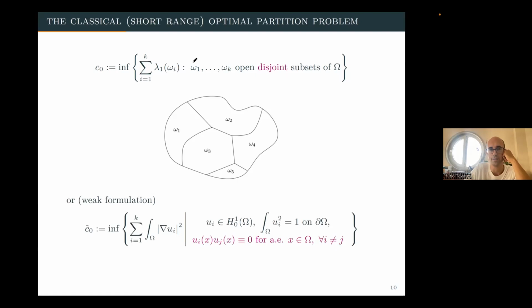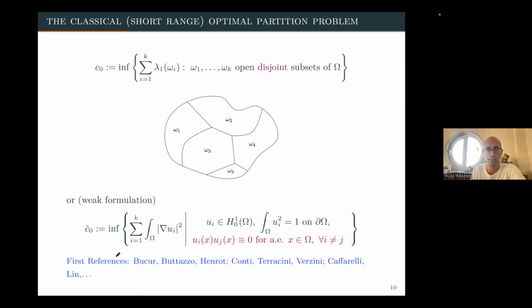Okay, this is the weak formulation, where instead of sets, I deal with functions. So I normalize them in L2, so this is quite natural to become this. And the fact that they are disjoint is translated into there cannot be two non-zero densities at the same point. So at almost every point X, ui times uj is 0 for every i different from j. So this is the replacement. As I said, this in general is less than or equal to the thing above.